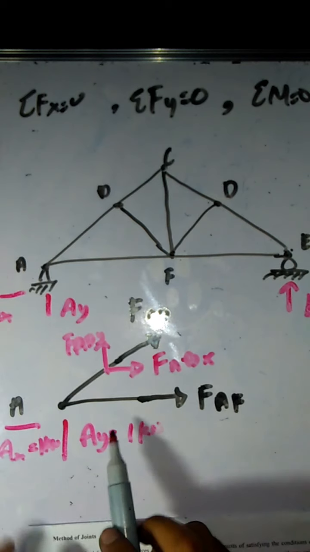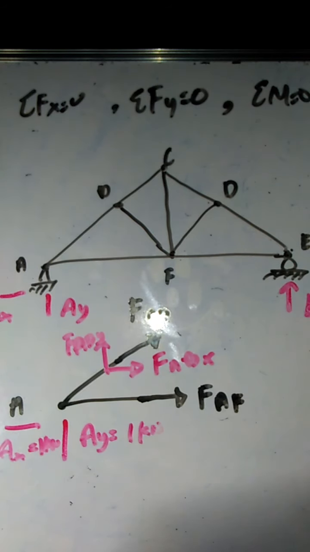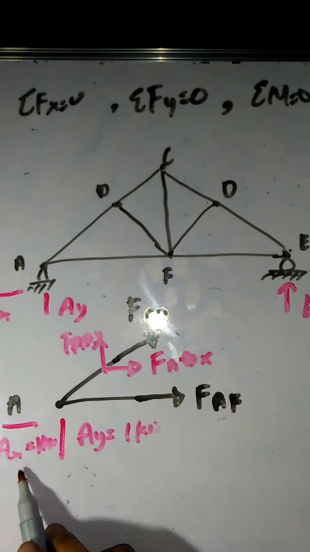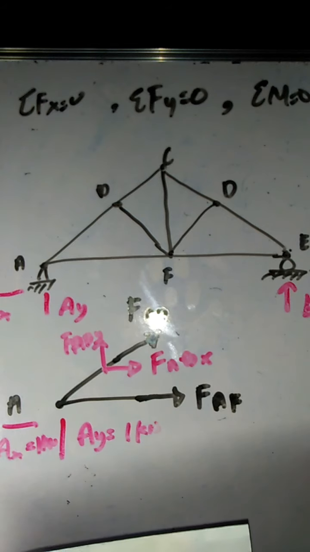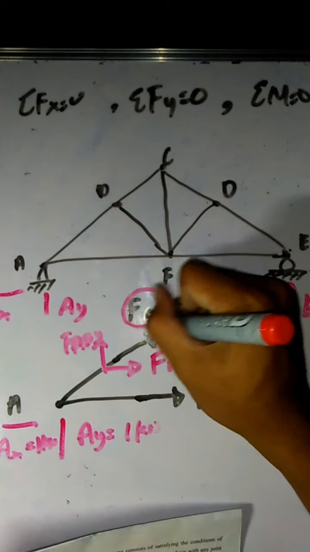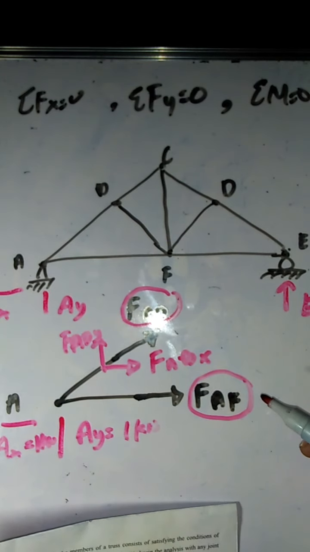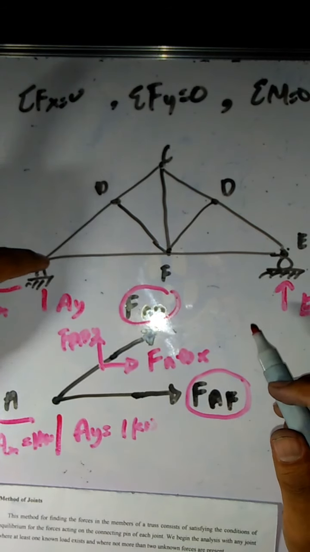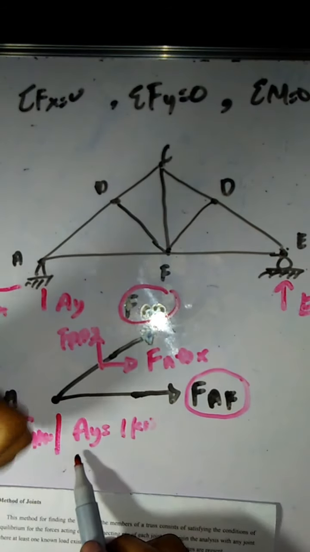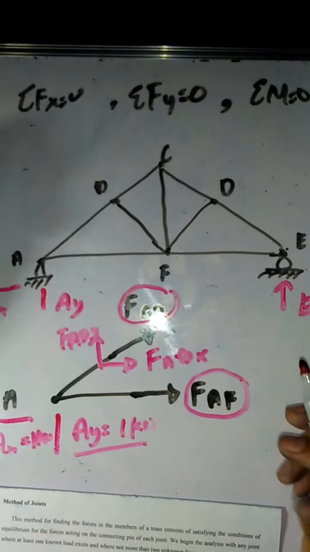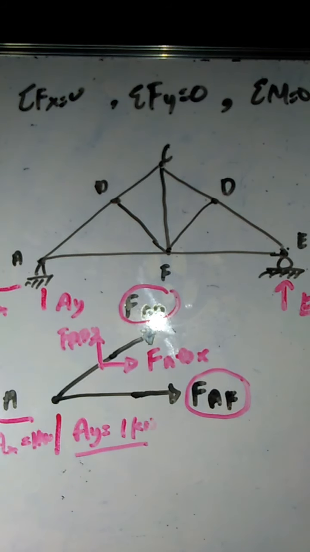So, if we look at this, it satisfies the condition that at least one load is given. In this case, we have two loads. Then, with not more than two unknown forces. This time, the unknowns are only FAB and FAF. So, meaning to say, if we start the analysis using point A, it is okay, since at least one load is given and the unknowns do not exceed two. Okay? That is how we should start analyzing the method of joints.